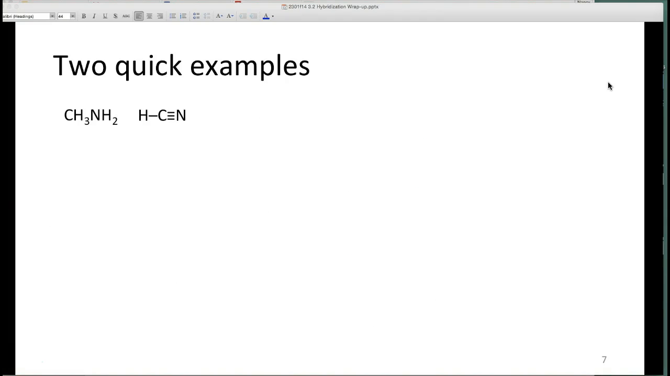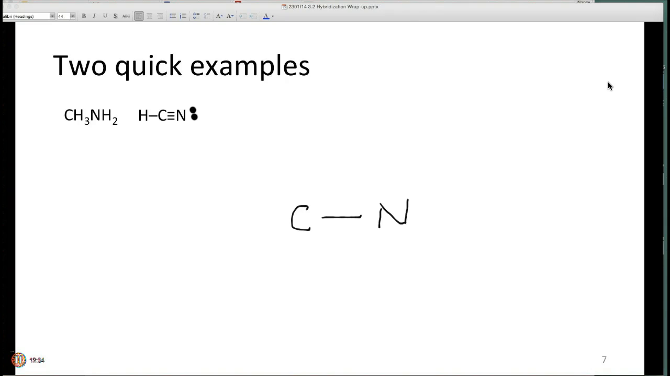Alright, next example. What about something like acetonitrile? No, that's not acetonitrile, that's just HCN. What about HCN? Well, we've already got the Lewis structure there pretty much. Get a lone pair in here and we'll be set. And this time I'm just going to focus on the nitrogen. So our nitrogen, looks like we've got a linear bond angle there.